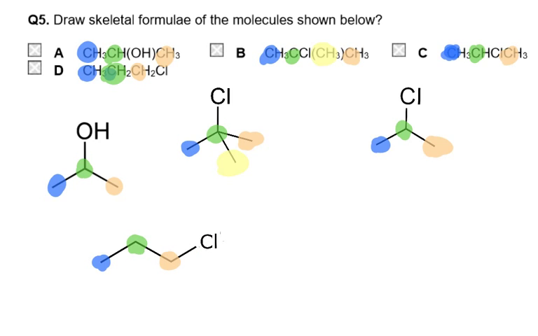And just to emphasize, the numbering starts from here: 1, 2, 3. This way round we have the lowest number going to the chlorine, rather than starting from the other end, which would give us 3-chloropropane. We actually want 1, 2, 3 to give us 1-chloropropane.